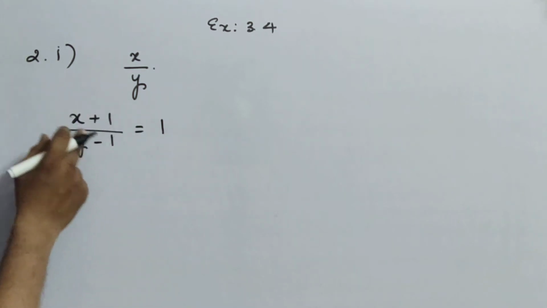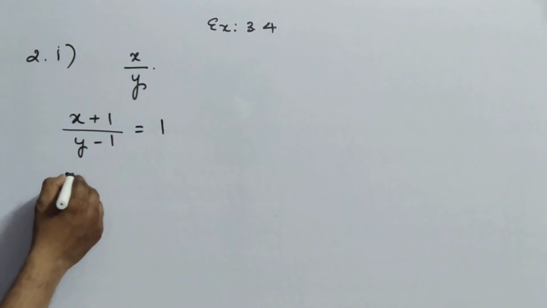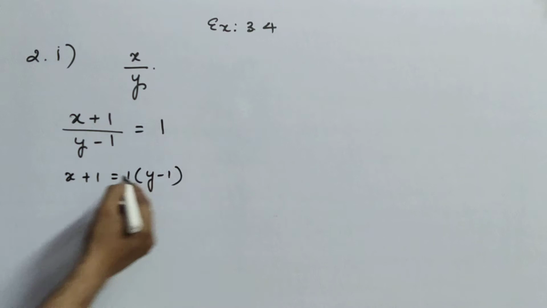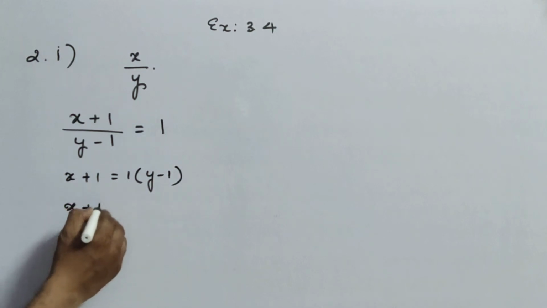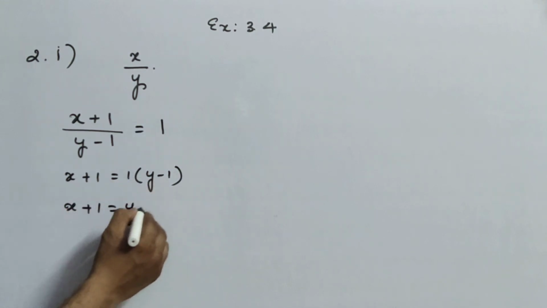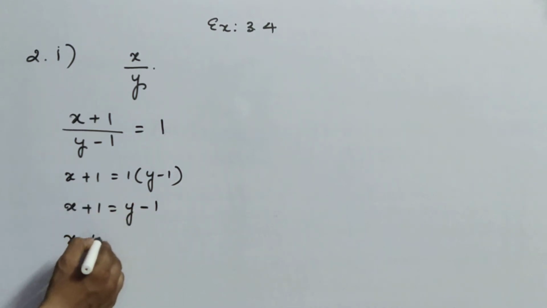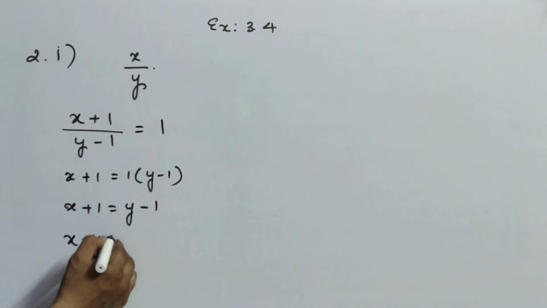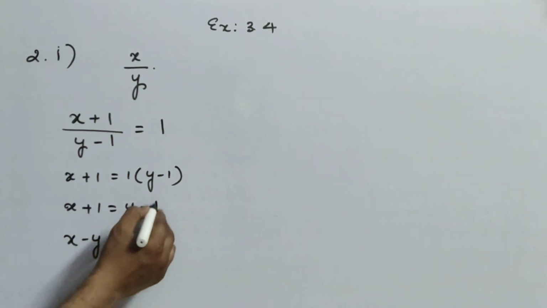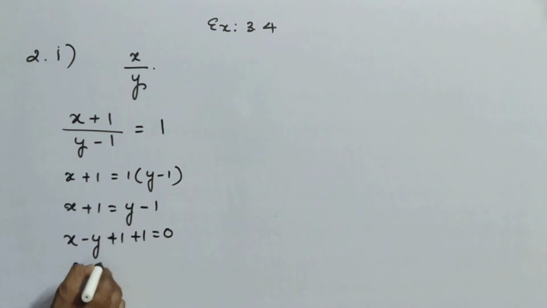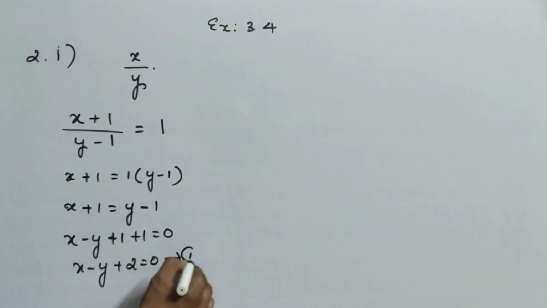Now simplify this equation. So x plus 1 equals 1 into y minus 1. So x plus 1, 1 times y is y, minus 1 ones are 1. x minus y plus 1 plus 1 equals 0. So x minus y plus 2 equals 0. So that is equation 1. Okay children?